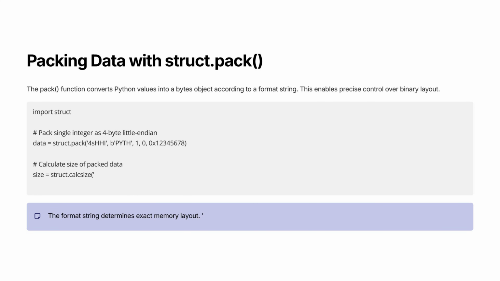The pack function in Python's struct module converts values into a bytes object using a format string, allowing precise binary layout control. For example, struct.pack with a format such as <HHI packs data as a 4-byte little endian integer. The format string dictates memory layout, crucial for data exchange between systems.